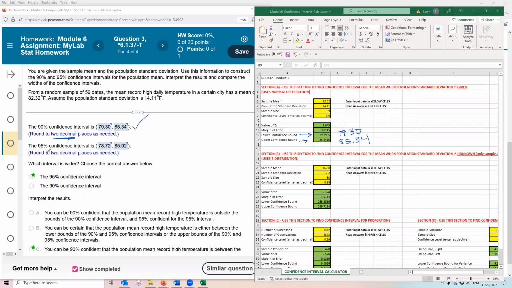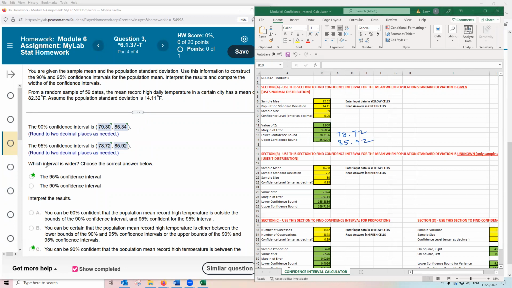Now they're asking us for the 95% confidence interval. Well, all I have to do for that is come and change this confidence level box from 0.9 to 0.95. And here are the new confidence bounds. The lower bound now is 78.72 and the upper bound is 85.92.